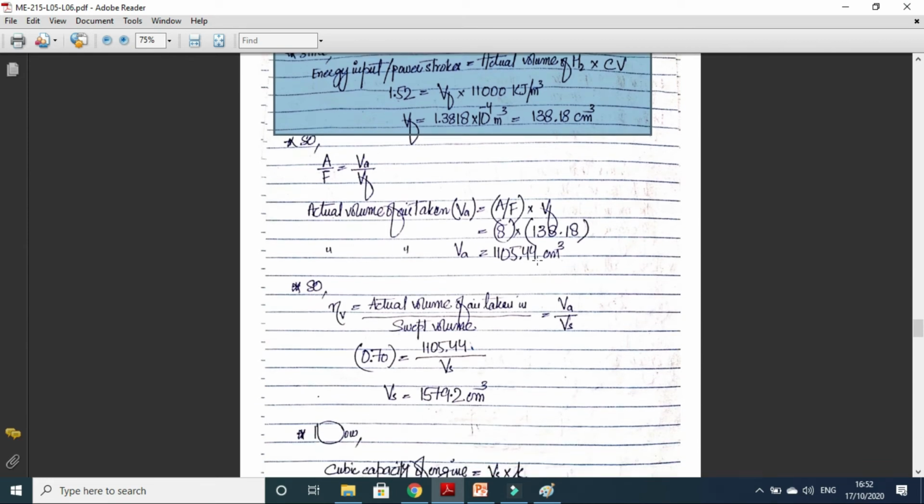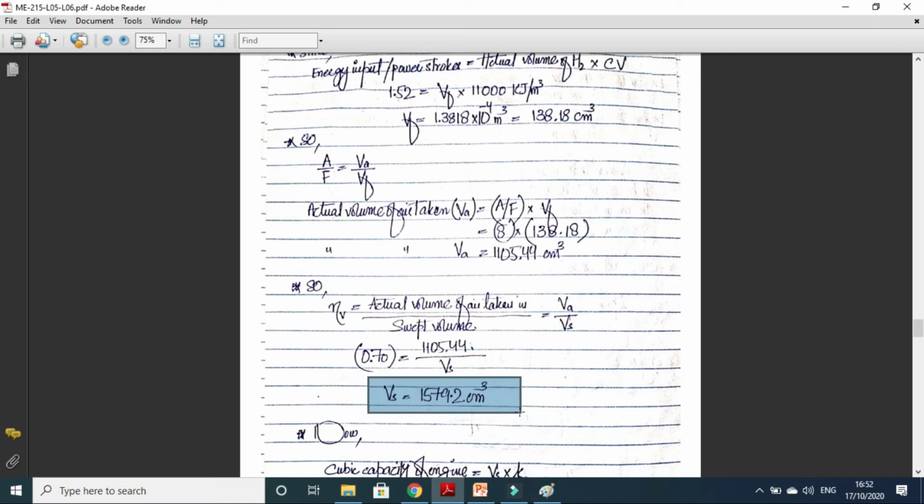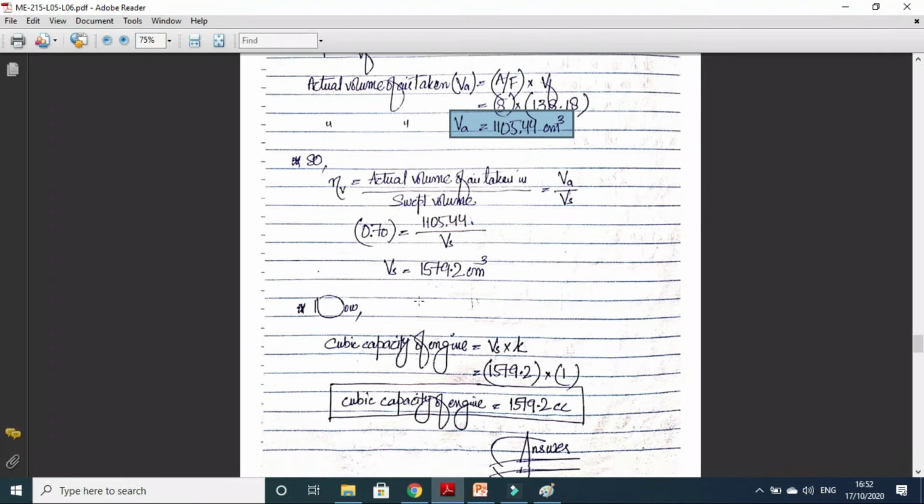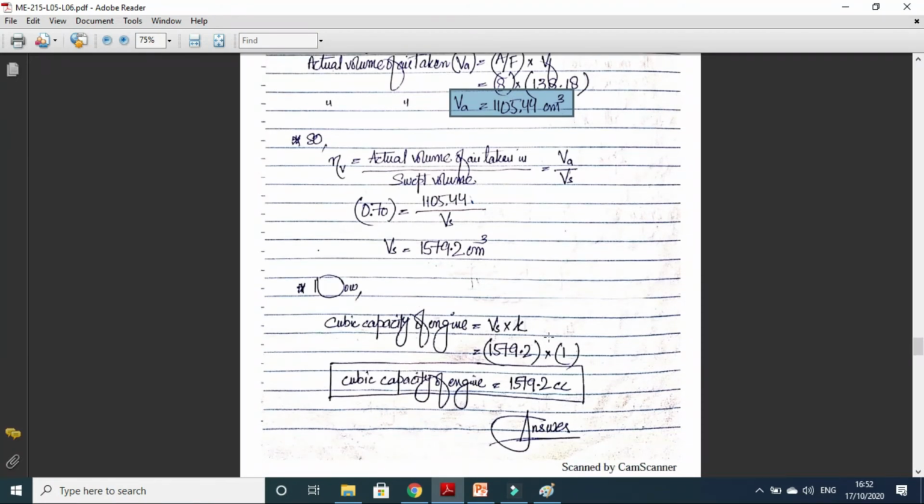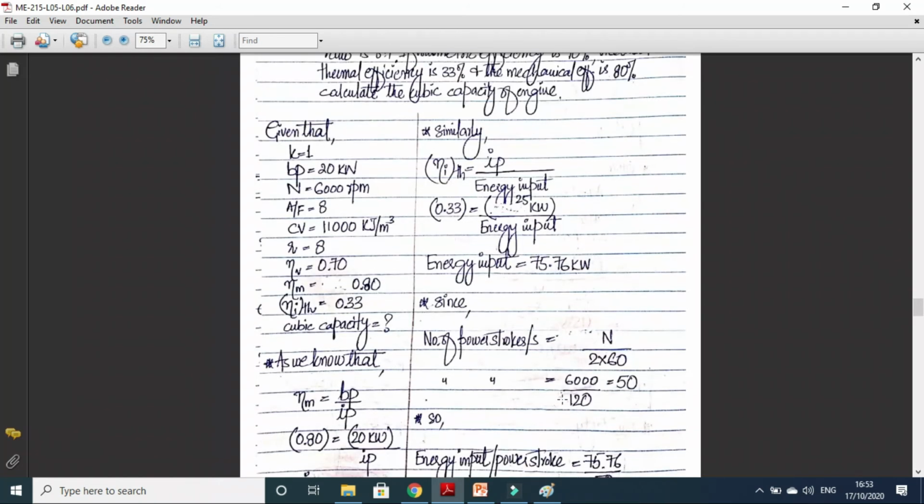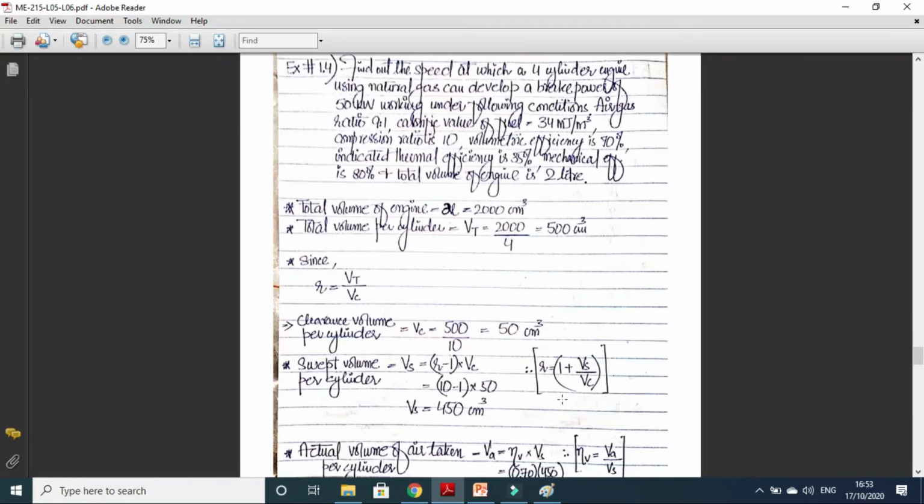Now with the help of actual volume of air, we can find the swept volume by using the volumetric efficiency formula. So swept volume is 1579.2. This is the maximum amount of air which can go in, 1579, and the actual air which is going is 1100. So you know the swept volume, you multiply the swept volume with the number of cylinder, which is 1, so you get the cubic capacity. It is approximately like 1600 cc engine. So the engine is 1600 cc. So it's an easy numerical.